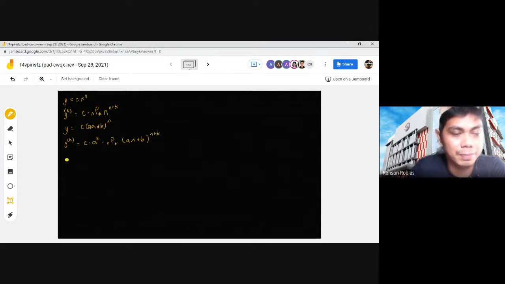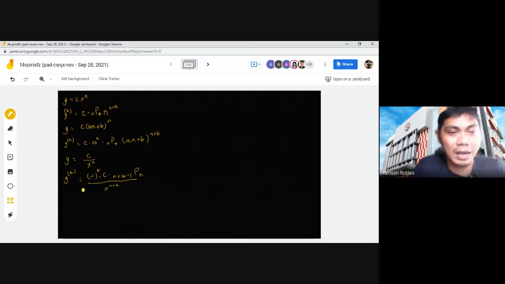Then the other one, y equals c over x raised to n. The kth derivative is written as negative 1, am I right? Negative 1 raised to k, then times c, times, what else? That's n plus k minus 1 P k all over x raised to n plus k.